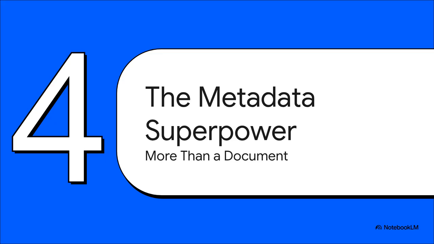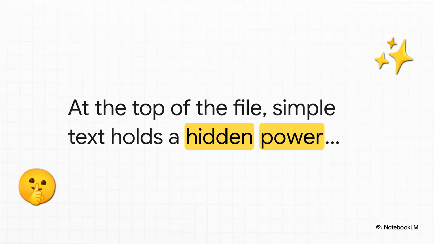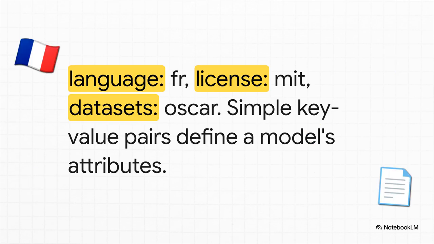But it has a hidden superpower that's actually meant for machines, and it transforms it from just a document into an incredibly powerful tool. And this power, it's hiding in plain sight. It's right there at the top of the file, looking like nothing more than a few lines of simple text. You'll see a little block of text that looks just like this. It's metadata, written in a super simple format called YAML. It's just key-value pairs. Language is French, license is MIT, and so on.